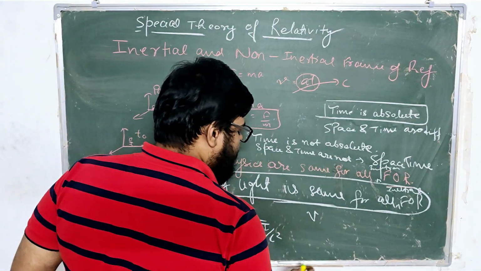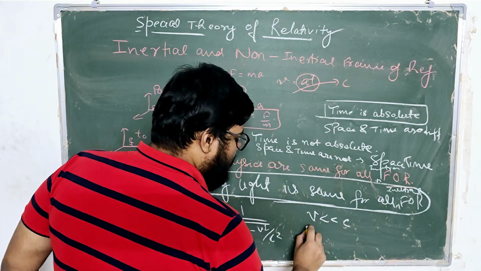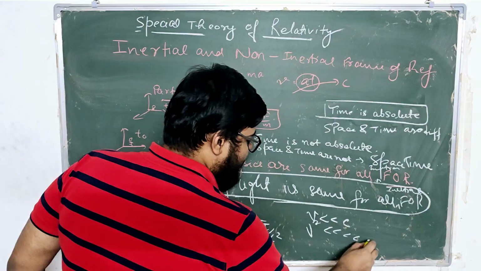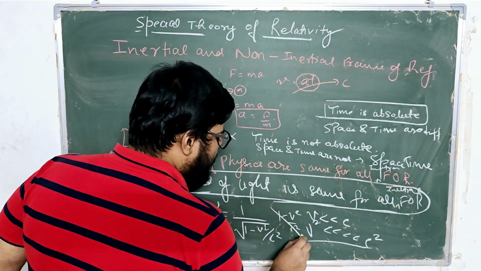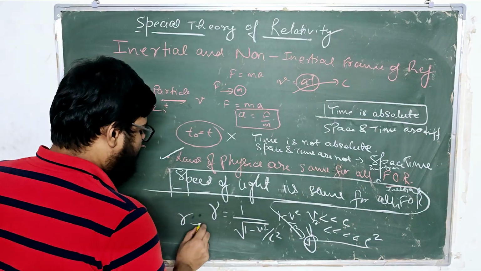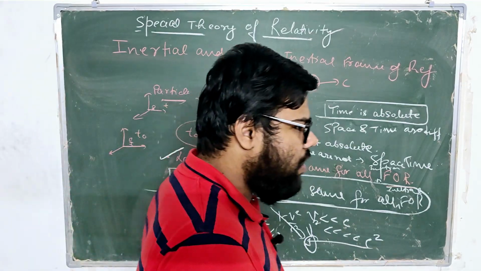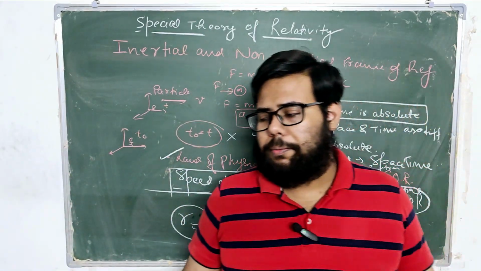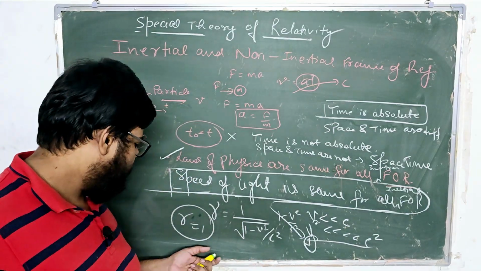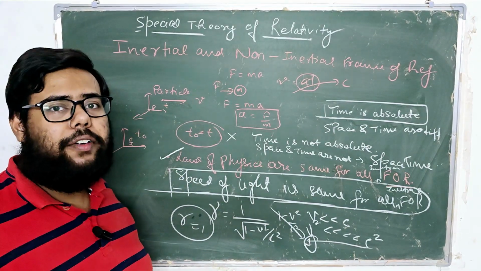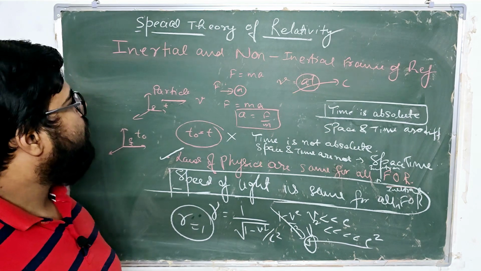And when velocity is much less than c, then of course v square will be much less than c square. So 1 minus v square by c square will approximately be 1. So gamma will be 1. So in this case, there is no need to think about the relativistic effects of the universe, right?